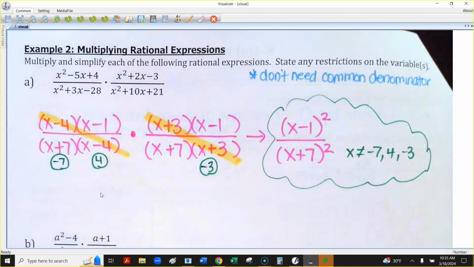A lot of this is just factoring. Does anybody have a question?